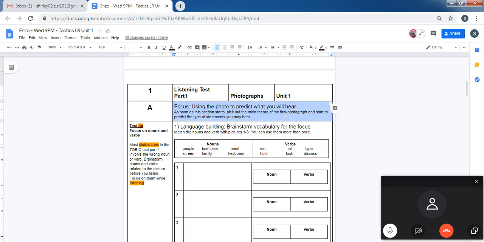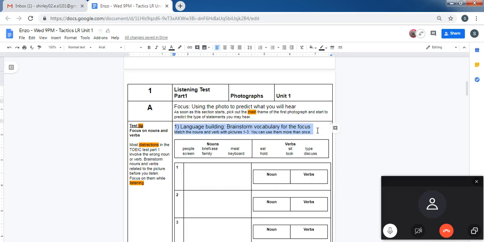Focus. Using the photo to predict what you will hear. As soon as this section starts, pick out the main theme of the first photograph and start to predict the type of statements you may hear. Okay. The next, please.